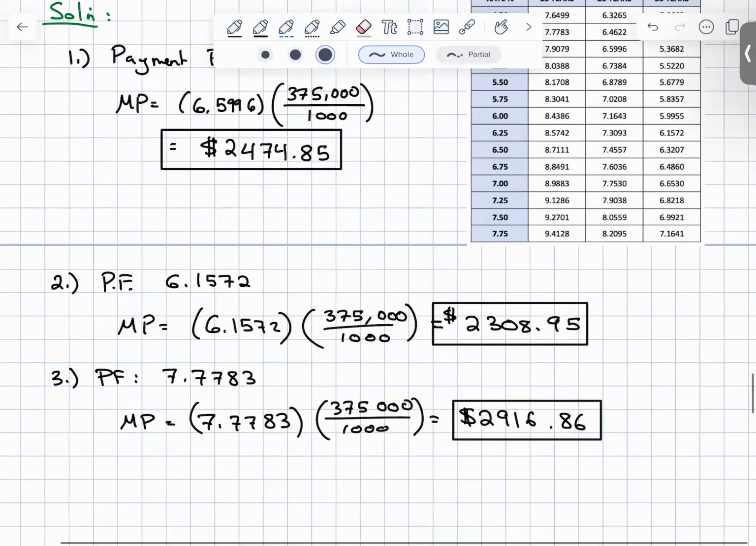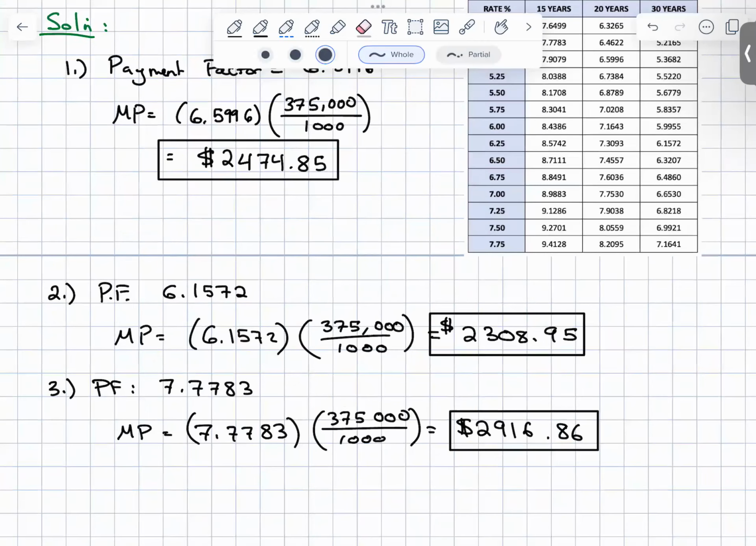So, does everyone understand how you use the chart now? You look for the intersection of those 2 numbers, the percentage and the yearly amount, and then you multiply that by your loan amount divided by 1,000.